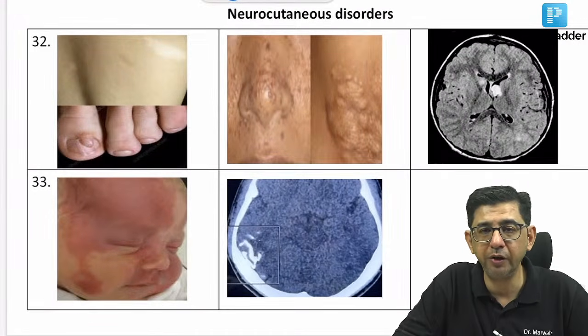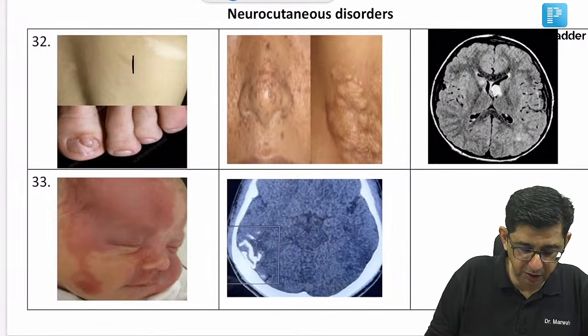Moving to the neurocutaneous disorders in the central nervous system, what you can notice is the ash leaf macules.